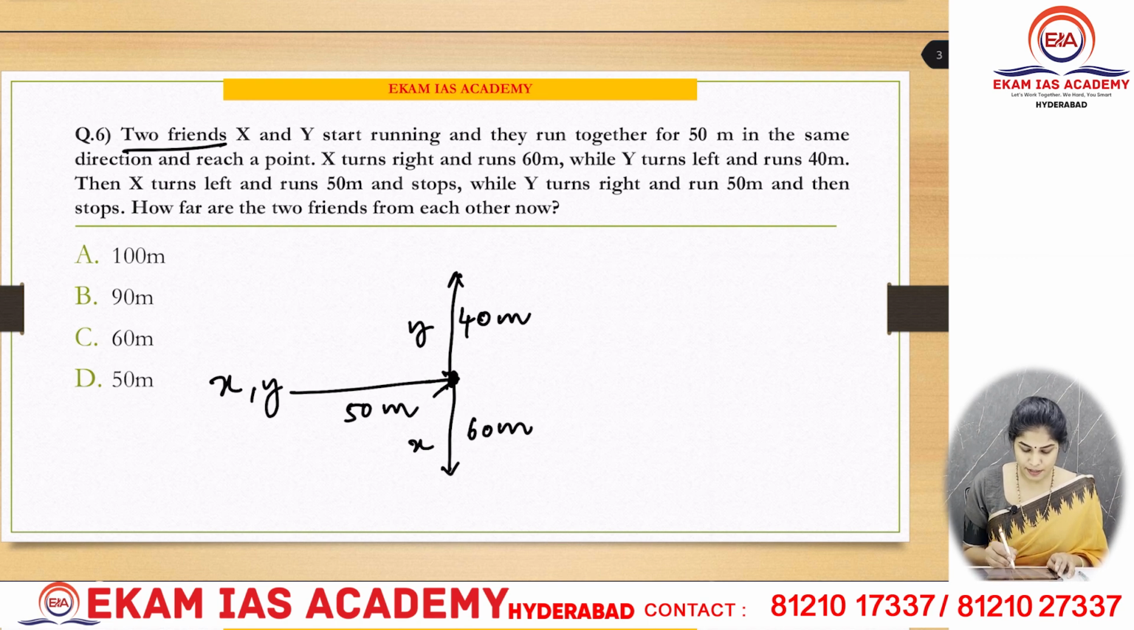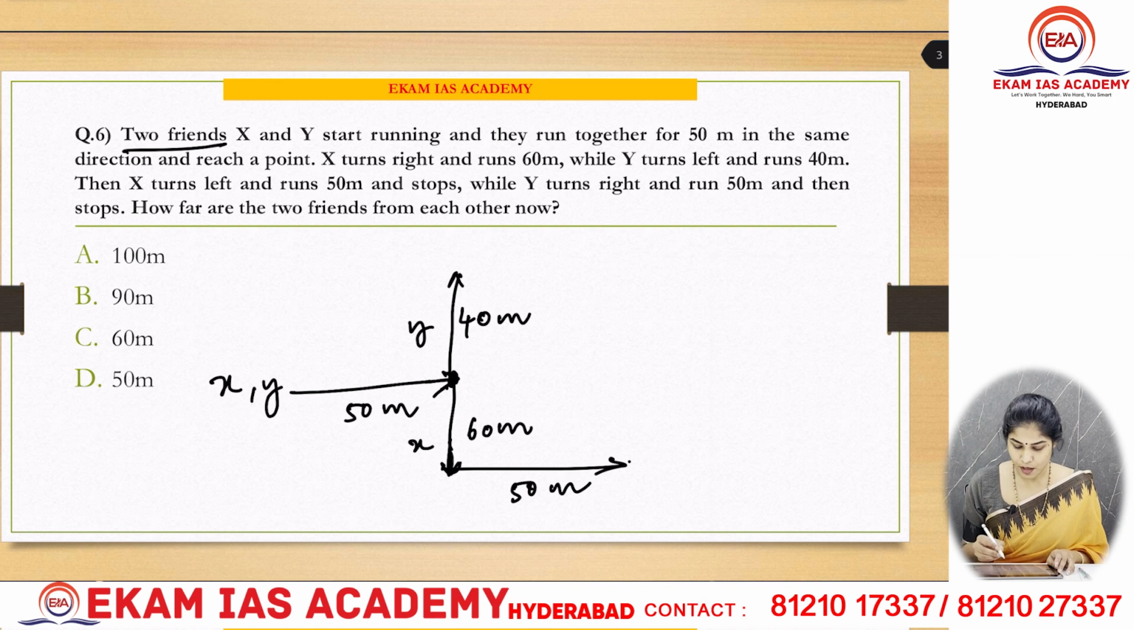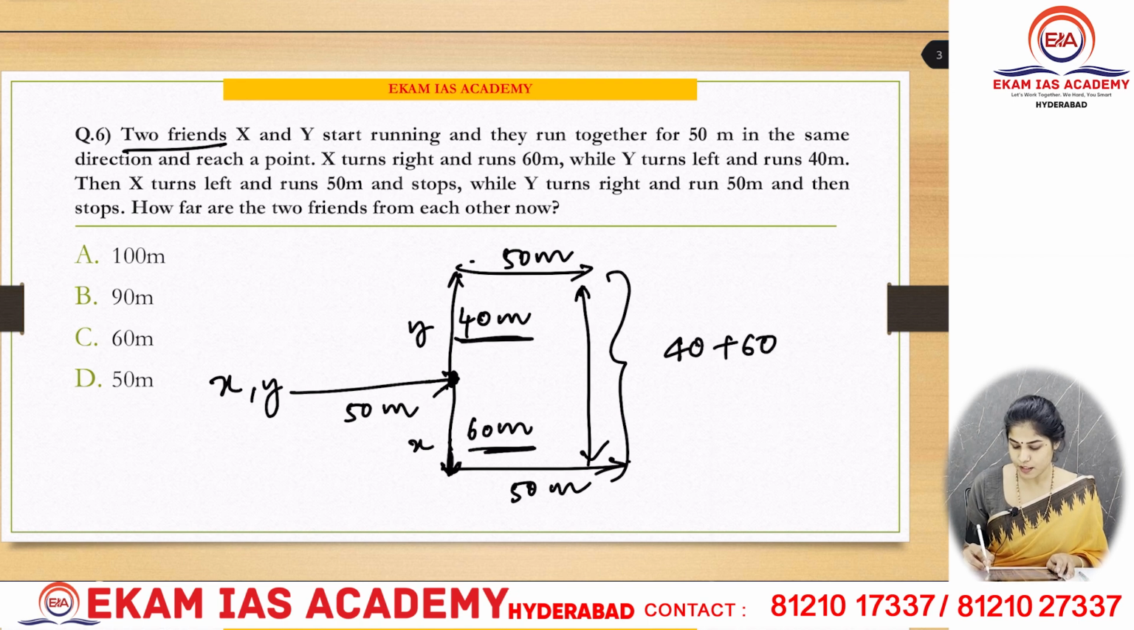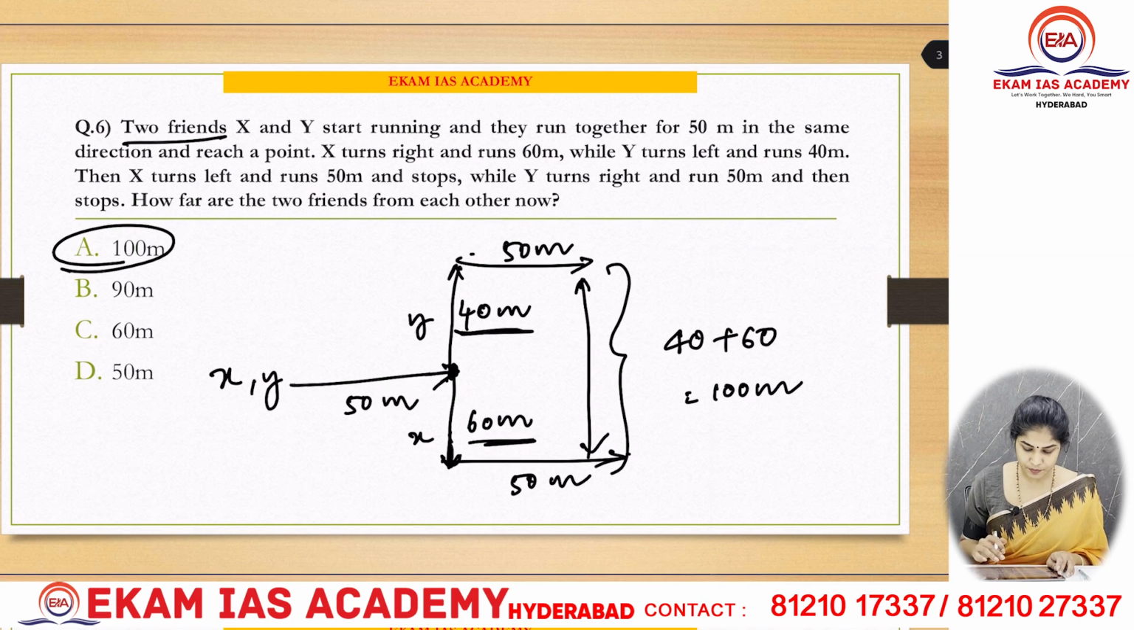Then X turns left. This is X. So this is his left. X turns left and runs for 50 meters and stops. While Y turns right and runs for 50 meters. Then he is asking how far are the two friends from each other now. So this would be the distance between X and Y, which is 40 plus 60, which is 100 meters. So the answer is A.